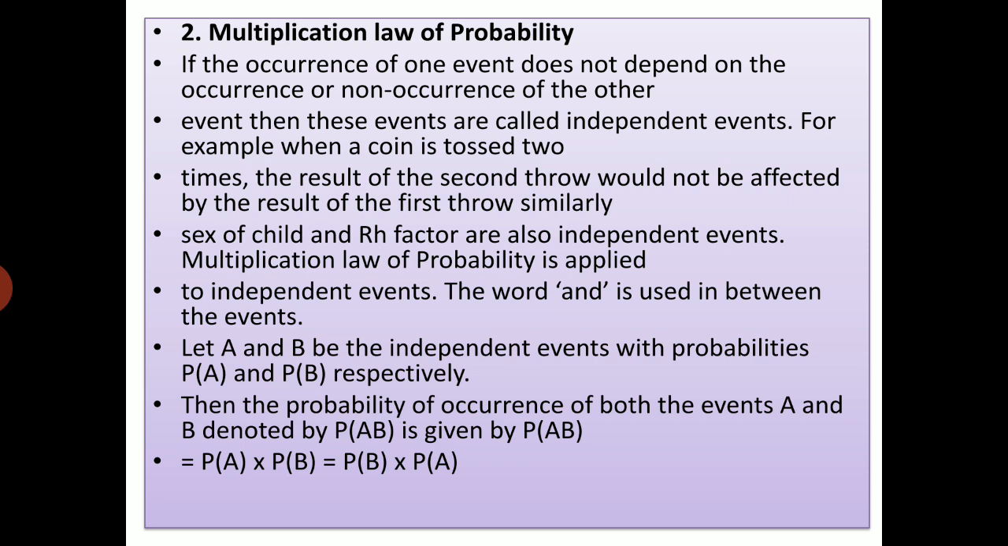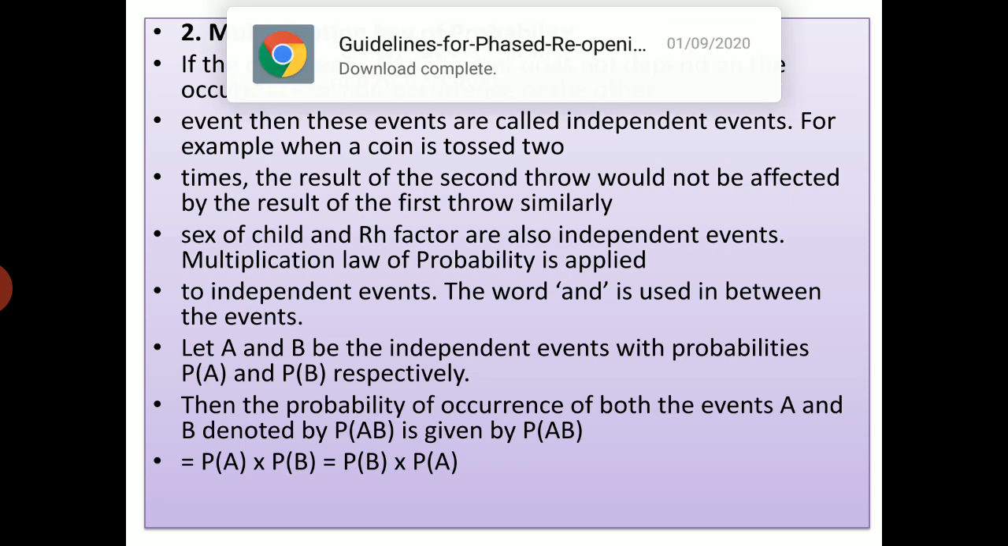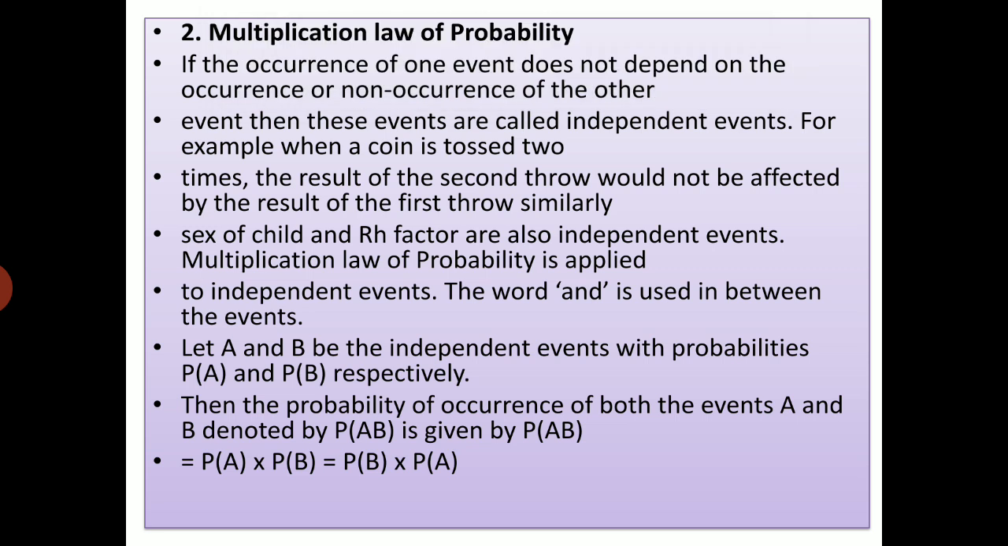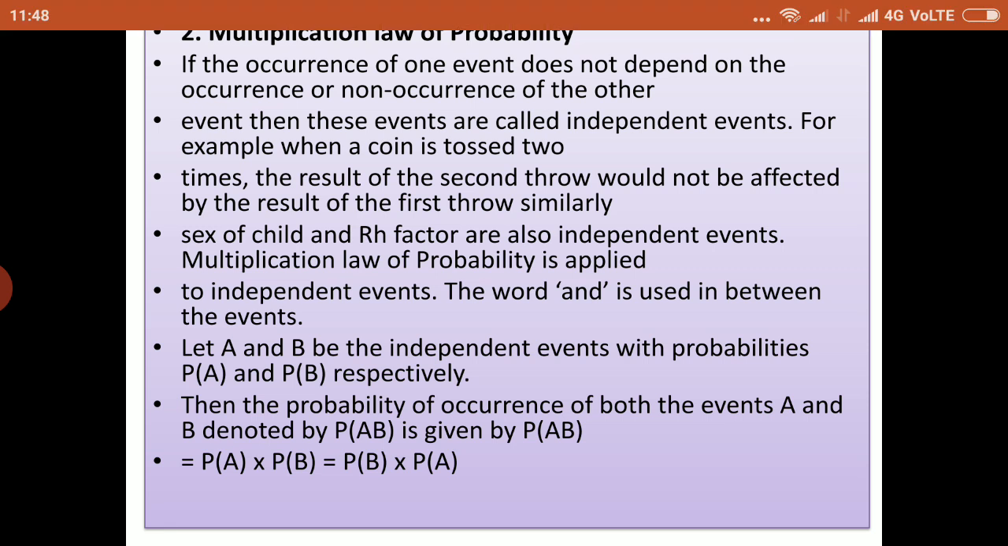Multiplication law of probability. If the occurrence of one event does not depend on the occurrence or non-occurrence of the other event, then these events are called independent events. For example, when a coin is tossed two times, the result of the second throw is not affected by the result of the first throw. Similarly, sex of a child and RH factor are also independent events. The multiplication law of probability is applied to independent events. The word 'and' is used in between the events.